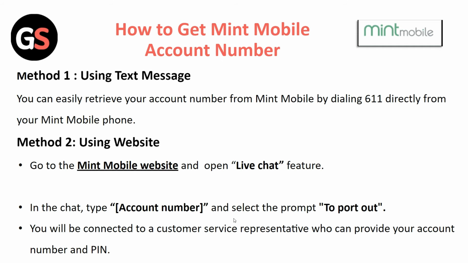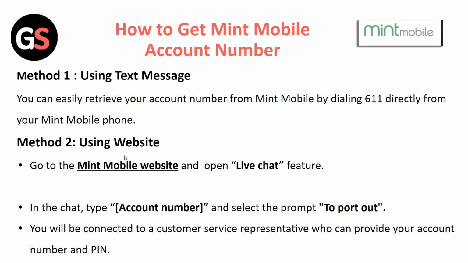So let's start. The first thing we have to do is get a Mint Mobile account number. In the first method, we have to use a text message. Simply dial 611 directly from your Mint Mobile phone to retrieve your account number easily.